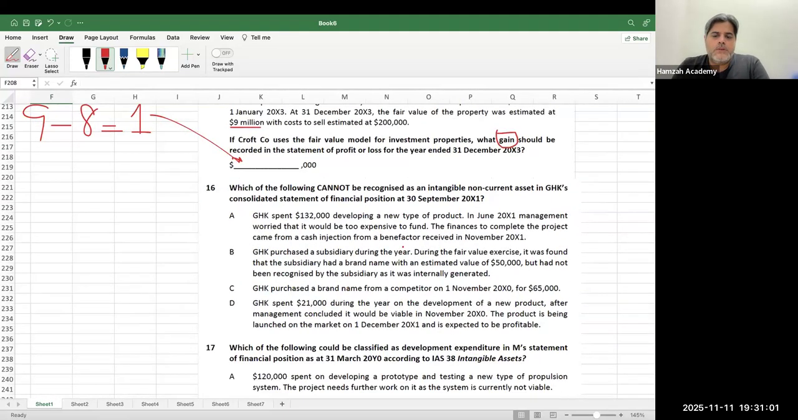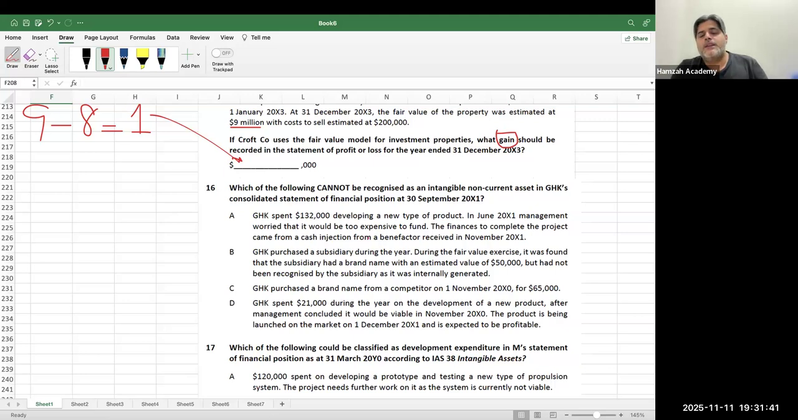Then I have question number 16. This is for the intangible assets, for the research and development thing over here. Which of the following cannot be recognized as an intangible non-current asset in GHK's consolidated statement of financial position at 30th September 20x1? GHK spent 132,000 developing a new type of product in June 2021. Management worried that it would be too expensive to fund. The finances to complete the project came from a cash injection from a benefactor received in November 20x1.